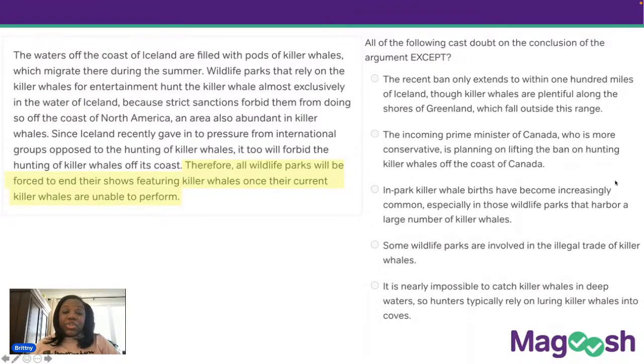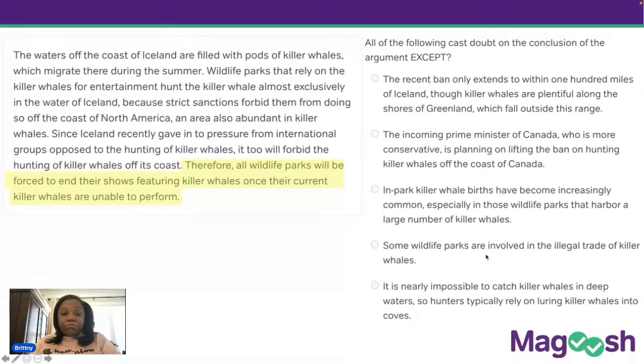The incoming Prime Minister of Canada, who is more conservative, is planning on lifting the ban on hunting killer whales off the coast of Canada. All right, so this states that North America is also abundant in killer whales, right, in Canada. So if Canada lifts its ban, then that gives us another resource to get killer whales. Again, this weakens our argument that there is no resource and we're going to be unable to perform. So B is wrong. All right, let's look at C.